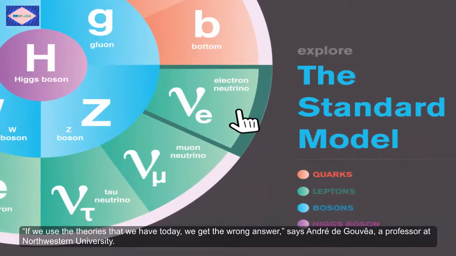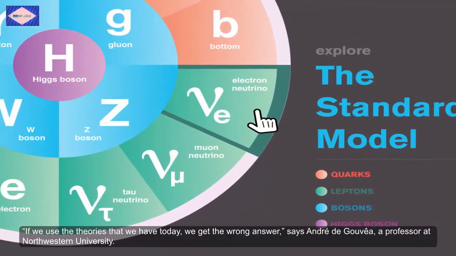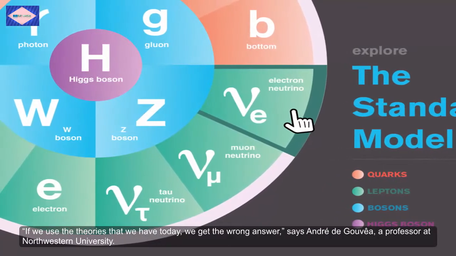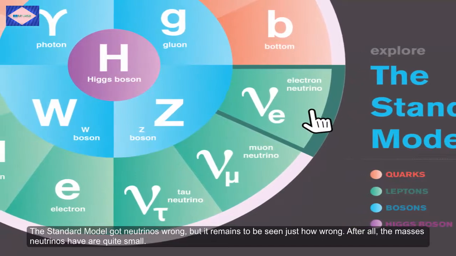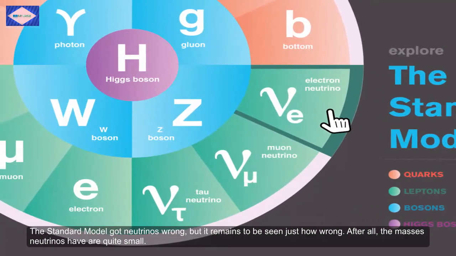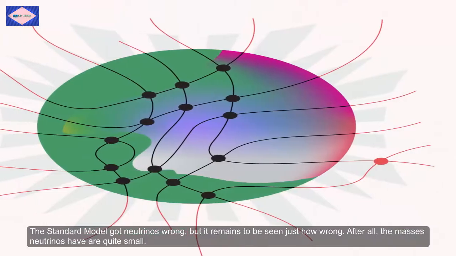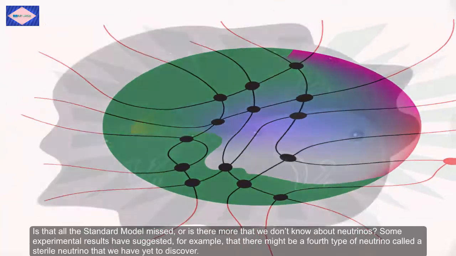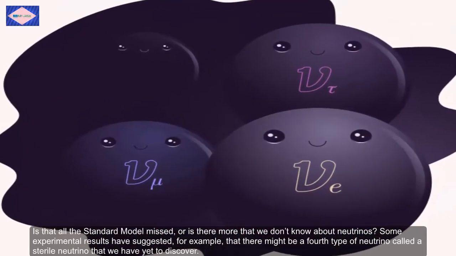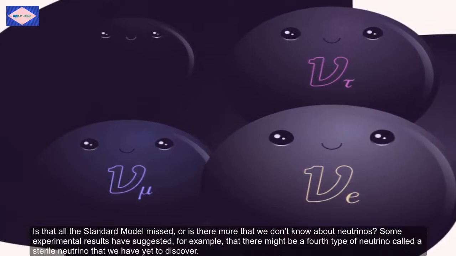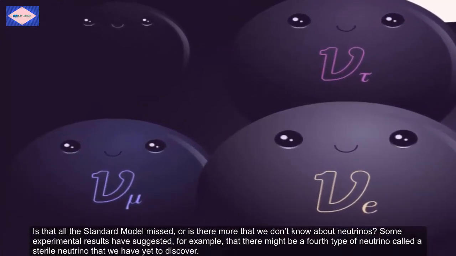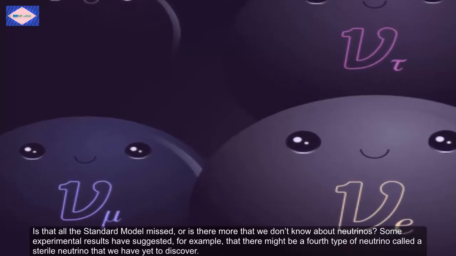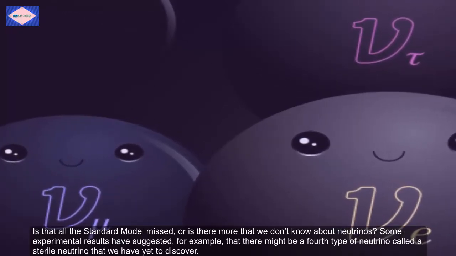If we use the theories that we have today, we get the wrong answer, says André de Gouvêa, a professor at Northwestern University. The Standard Model got neutrinos wrong, but it remains to be seen just how wrong. After all, the masses neutrinos have are quite small. Is that all the Standard Model misses, or is there more that we don't know about neutrinos? Some experimental results have suggested, for example, that there might be a 4th type of neutrino called a sterile neutrino that we have yet to discover.